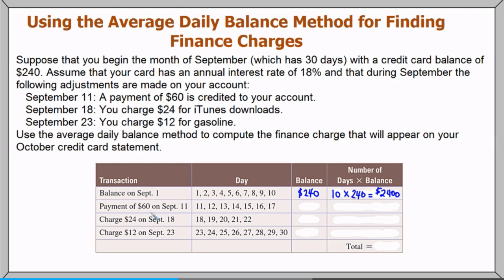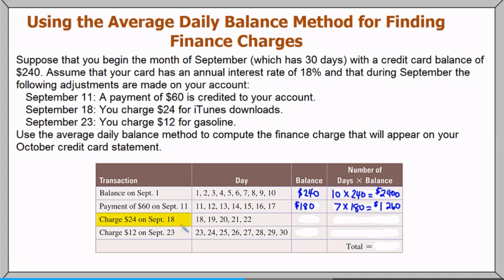In the second row, the transaction listed is the payment of $60 on September 11. This new balance will remain the same for days 11 to 17. The balance is $240 minus $60, which is $180. In the fourth column, we multiply 7 for the 7 days and 180 to get 1,260.